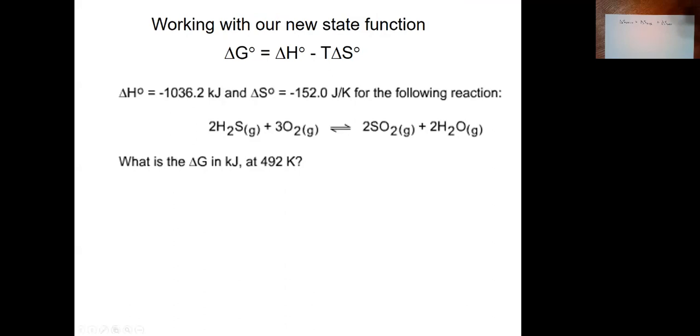If I am given the reaction here below, and we know that G is a state function, just like H is a state function and S is a state function, theoretically, we could calculate G the same way we might calculate H and S, as in the summation of the products multiplied by their coefficients minus the summation of the reactants multiplied by their coefficients.